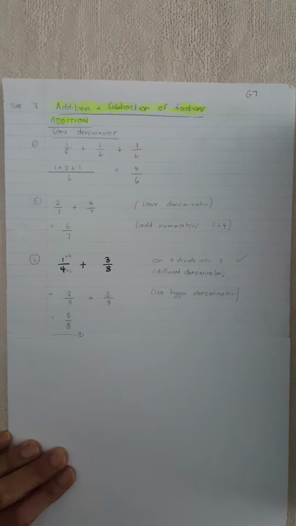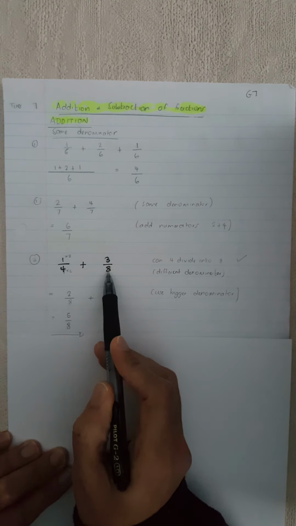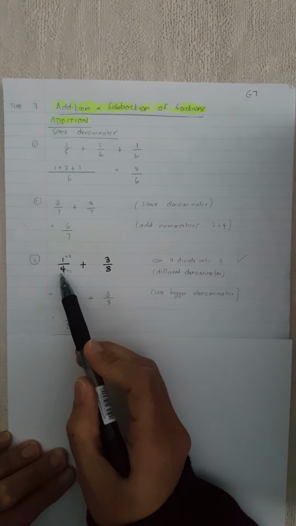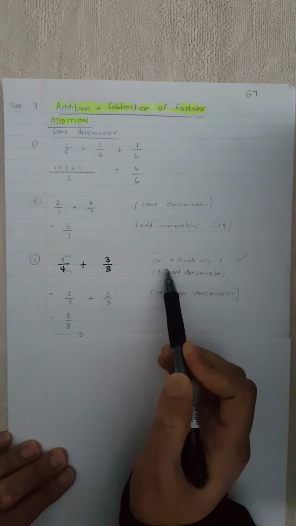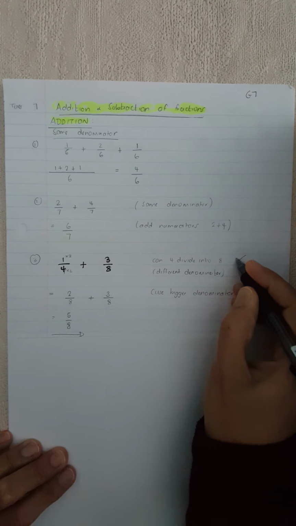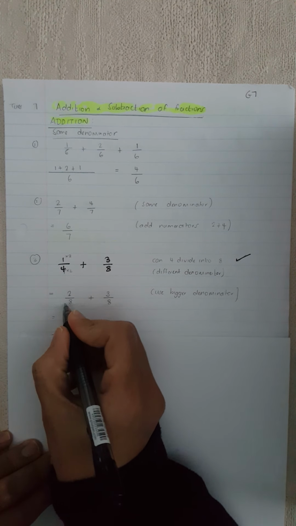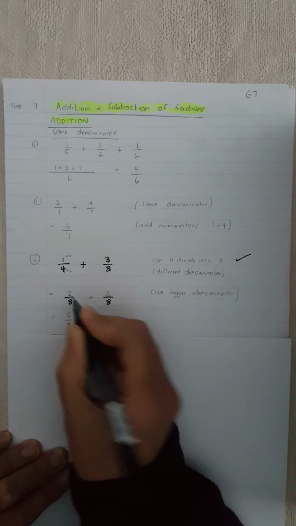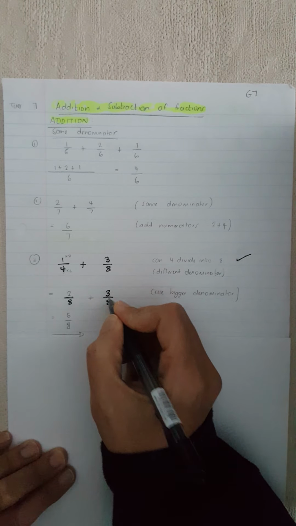So what we want to do is find a common denominator that both of these bottom numbers can divide into. The easiest way to do it is to take the smaller denominator and see first, which is 4, can it divide into 8? Can 4 divide into 8? Yes, my answer is yes. So I'm going to use 8 as my common denominator. So I write down 8 at the bottom here. Obviously this is going to stay as 3/8. We don't have to do anything to that fraction.